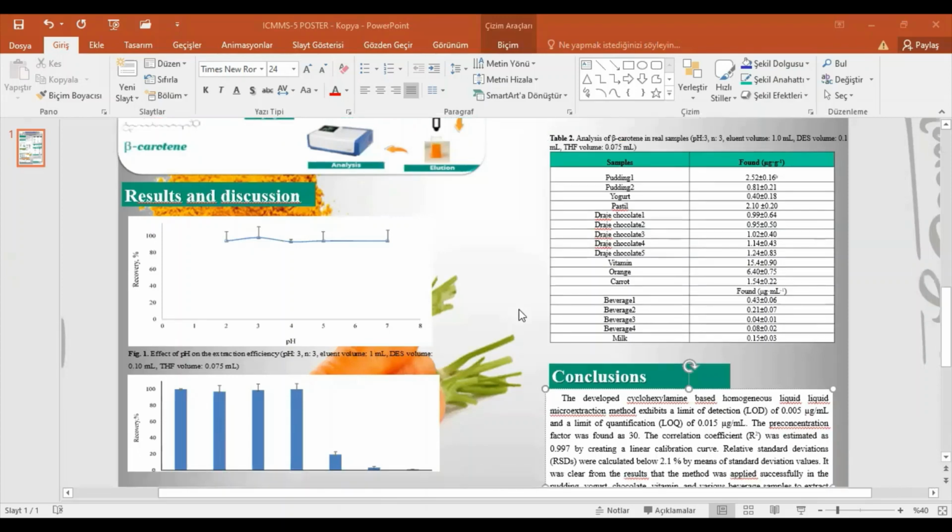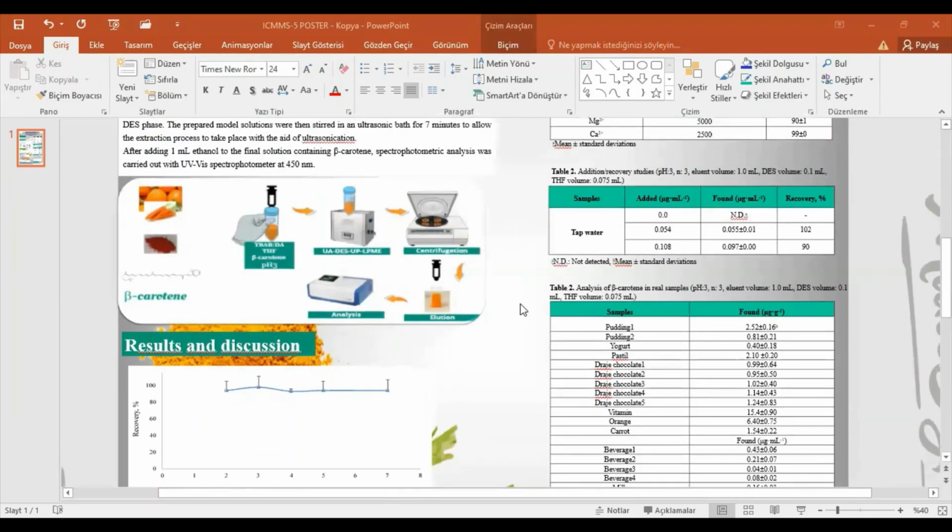And also addition recovery studies were performed to prove the accuracy of the method. We can see from Table 2 the method was successfully applied to a water sample.